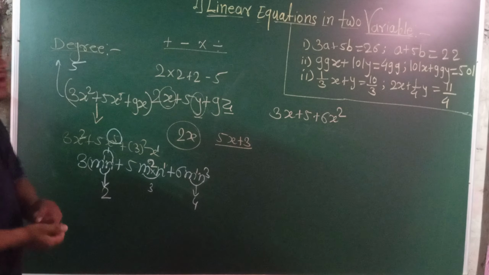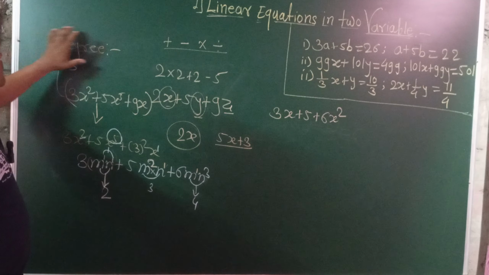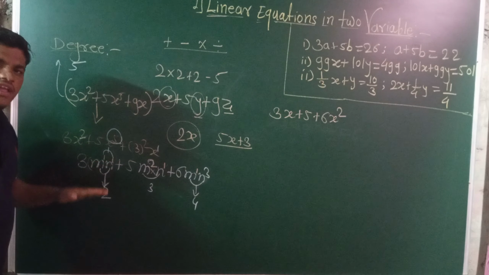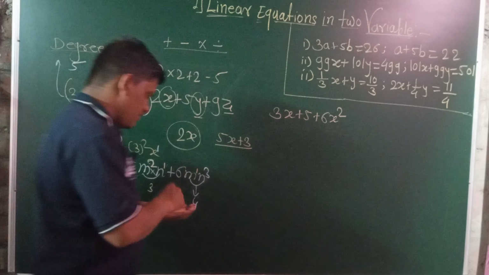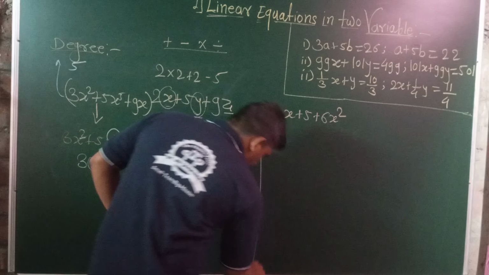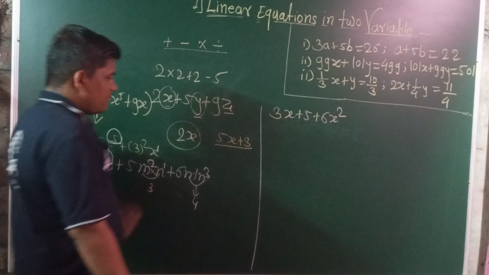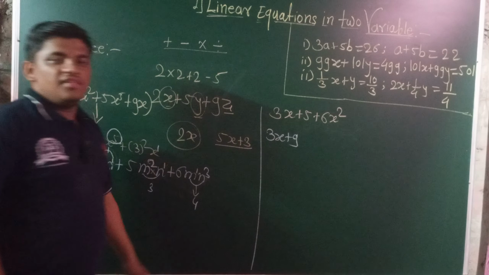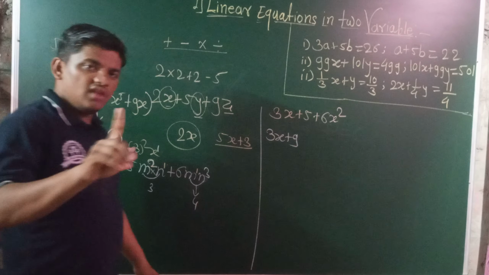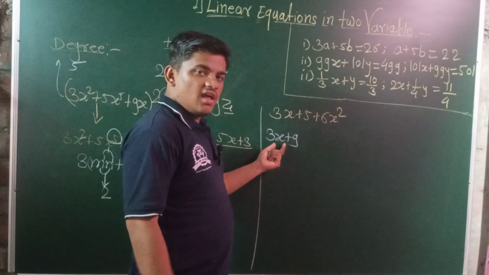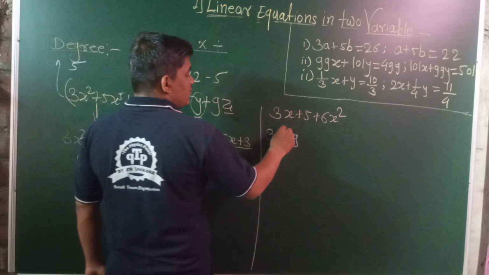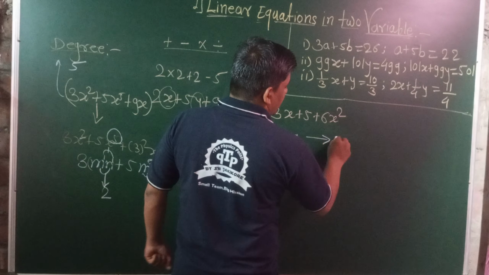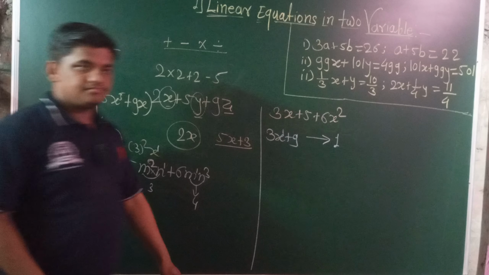Now, the second part: the classification of polynomials depends on the degree. This equation is second degree, first degree, and third degree. That means the degree is 3, so these are third degree equations. For example, one equation is 3x plus 9. This is an equation with a single variable x, and the indices of this variable is 1. That means the degree of that equation is 1.